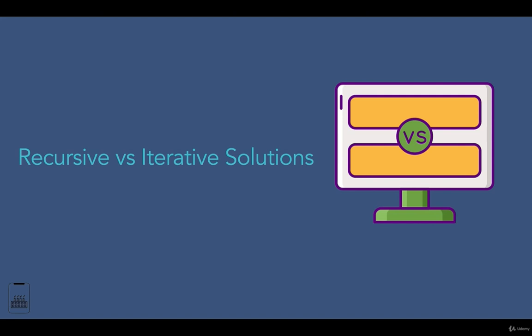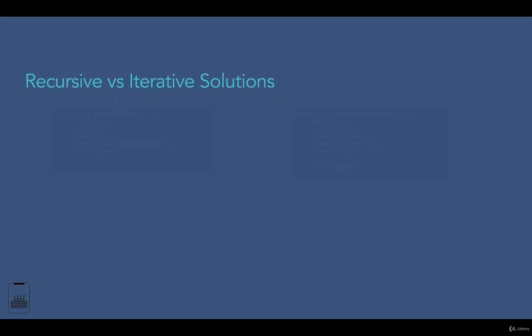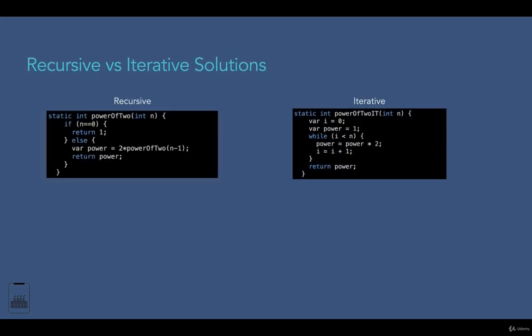All recursive algorithms can be implemented iteratively, although sometimes it's much more complex to do. Let's look at these two examples, which are implemented in both ways. Here, the methods calculate n to the power of 2. As you can see, both methods take n, an integer, as a parameter. In the recursive function, we have an if condition, which is the base condition to stop the recursion. And if the condition is not satisfied, the function calls itself recursively.